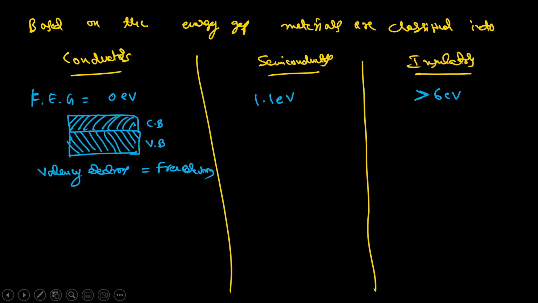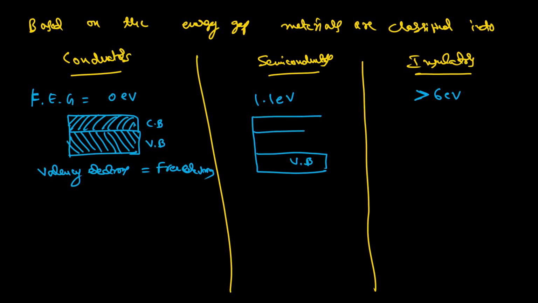In semiconductors, there is a gap. The gap between the valency band and conduction band is the forbidden energy gap. That gap is approximately 1 electron volt, so approximately I wrote here 1.1 electron volt. That gap is medium. But in insulators, the forbidden energy gap is very, very high.